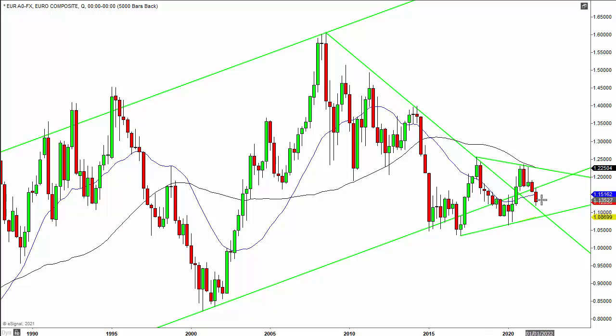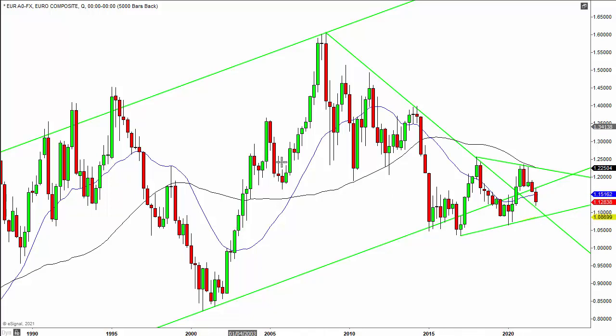And if it's going to do that, then I've got this trend line down here, technically. We've got this triangle pattern or wedge pattern, whatever you want to call it. And so the potential is in the longer term for the euro to come down to that level.